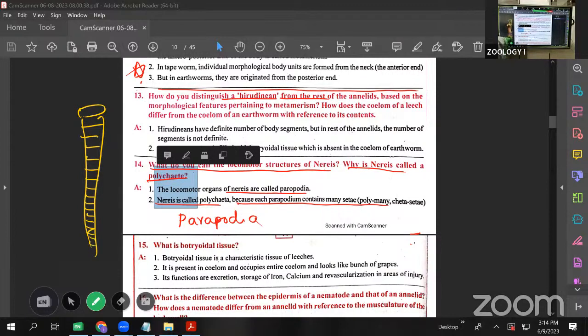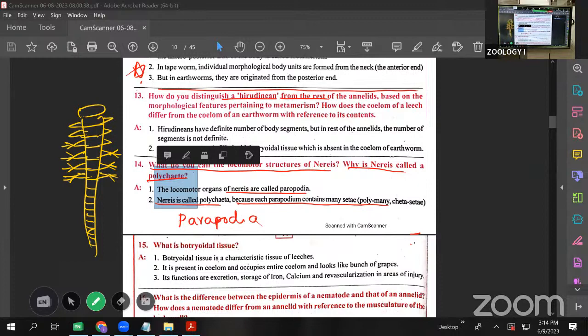Here the leg-like structures are present. They are called parapodia. One pair of parapodia is present in each segment, and these have small structures present, called setae. That's why setae are many. Poly means many. Many legs present means many setae present. That's why we call it a polychaeta.